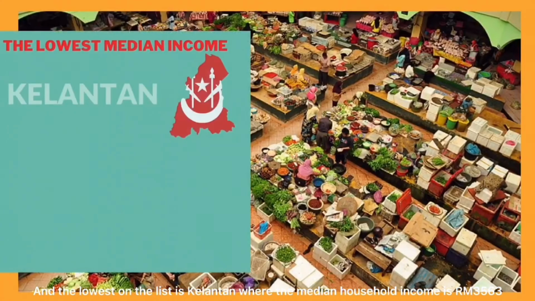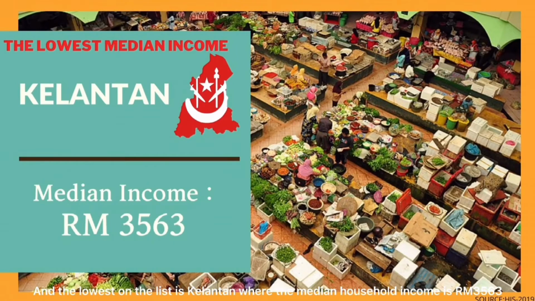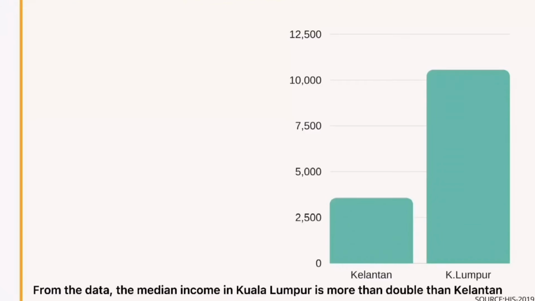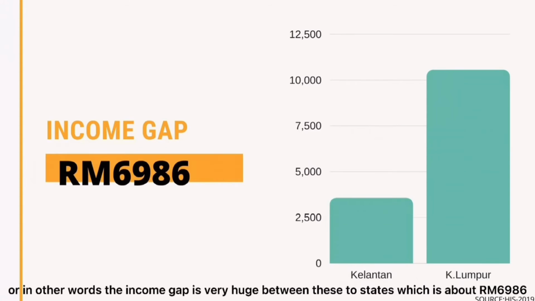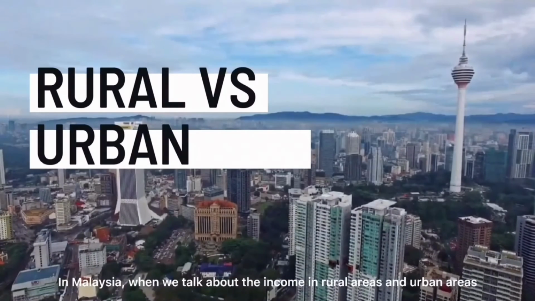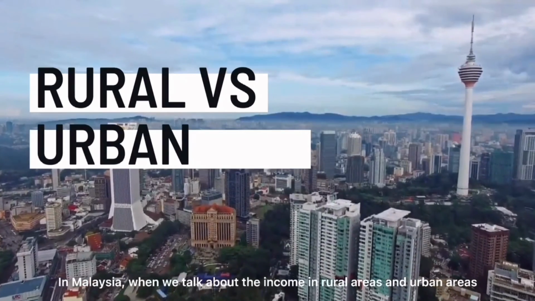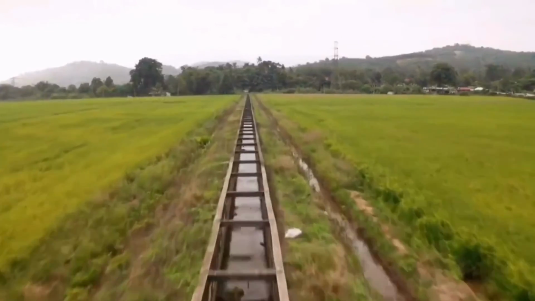And the lowest on the list is Kelantan, where the median household income is 3,563 ringgit. From the data, the median income in Kuala Lumpur is more than double that of Kelantan, or in other words, the income gap is very huge between these two states, which is about 6,986 ringgit.